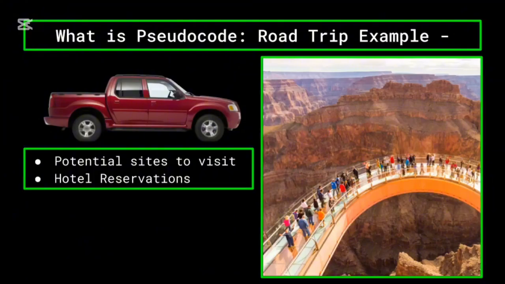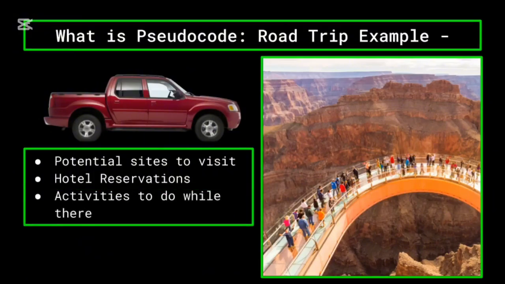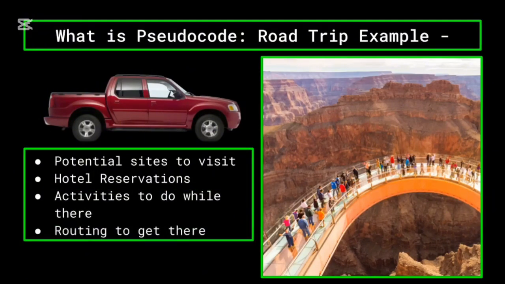What hotel reservations are you going to have to make? What kinds of things are you going to do when you get there? What routes or highways are you going to take and why? All of these things must be determined before you can even think about hopping in your Ford Explorer. So how does this translate to pseudocode? Well, think of our family trip to the Grand Canyon as a program.